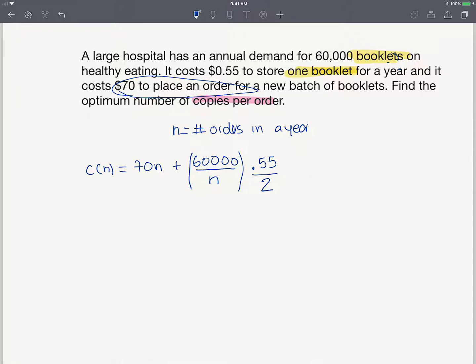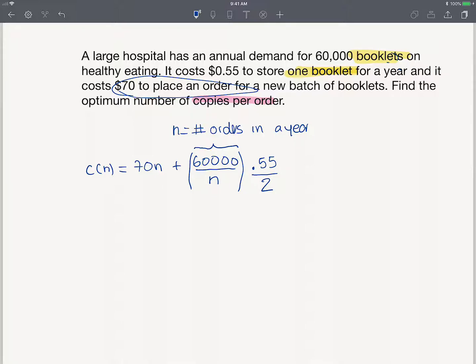They say the average is half of the supply demanded. So you want to have 30,000 stored, which is the same as 60,000 divided by 2, and then 55 by n. So this is the way I think about it. This number right here is the amount of books you're going to order each time you place an order.